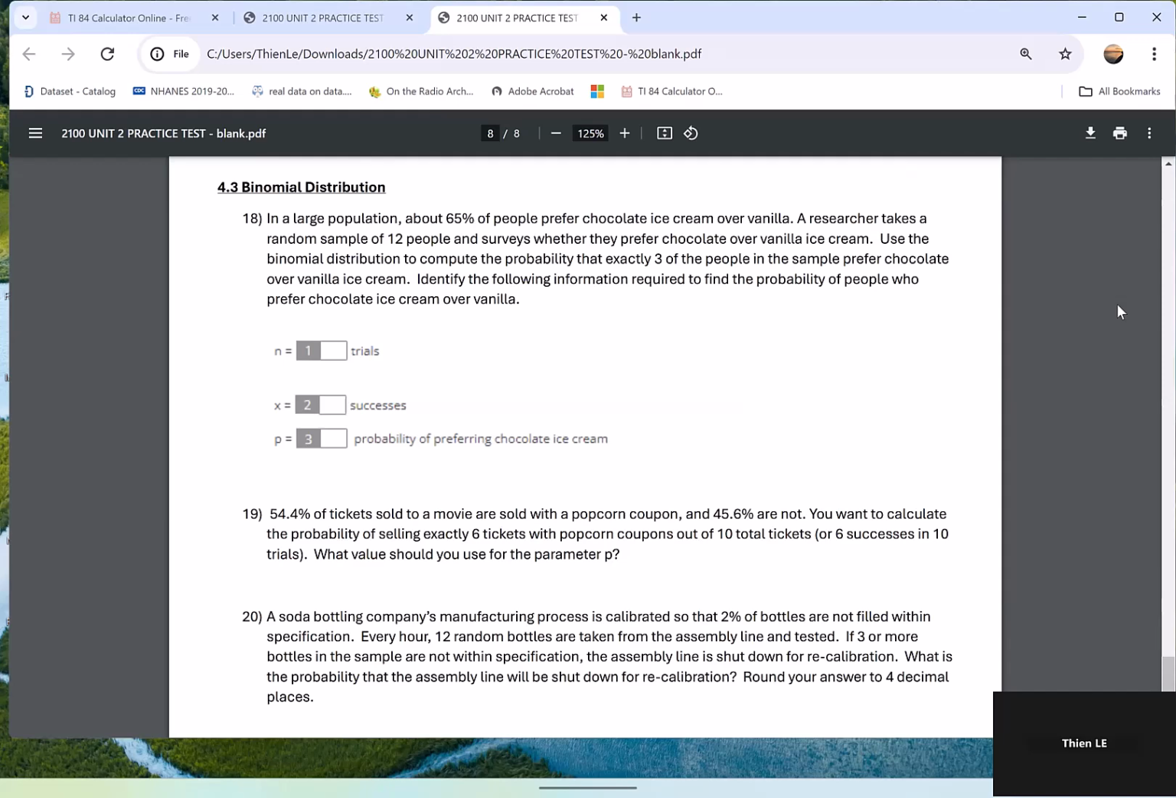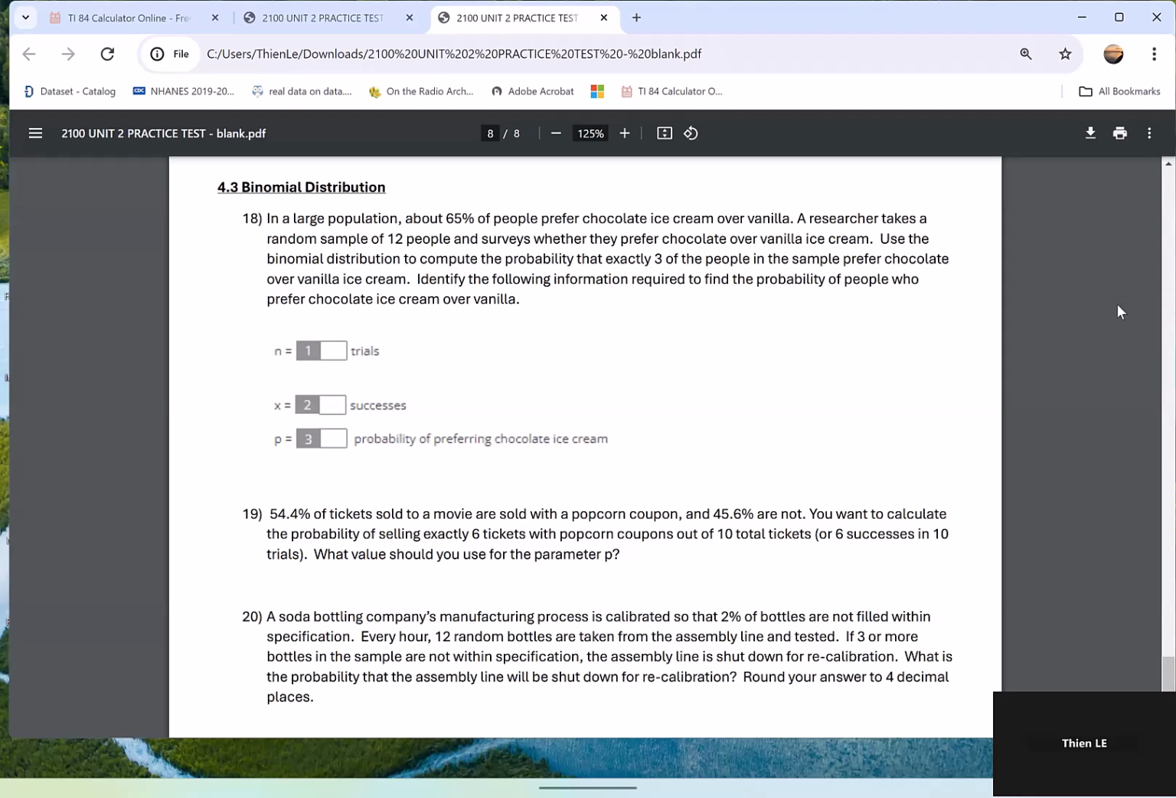Identify the information required here. In this case, you have the percentage of people who prefer chocolate over vanilla, 65%, and you sample 12 people. So you have a sequence of 12 trials. It is a Bernoulli, binomial setting: people are independent, each is a success or failure, prefer or not prefer, with a fixed probability of 0.65.